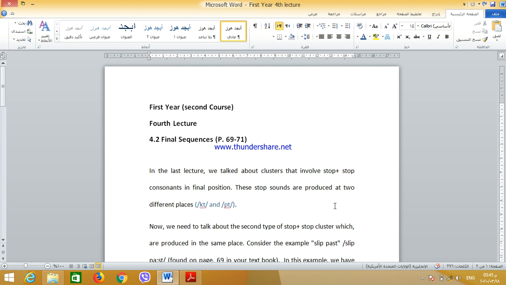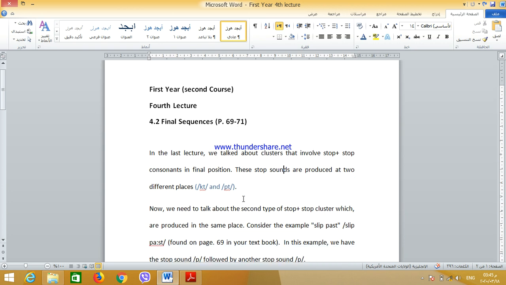My dear students, this is the fourth lecture I made and posted here in our classroom. If you remember, in the previous lectures we were talking about clusters that involve stop plus stop sound, and I have explained the first type of this cluster. This type is the cluster that includes two stop sounds that are produced at two different places.